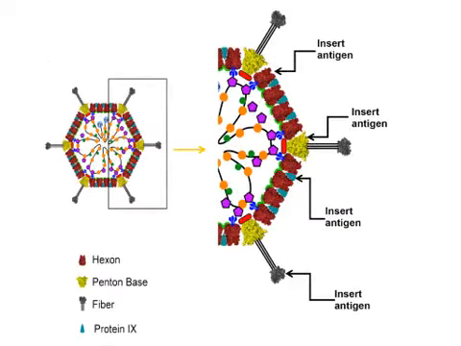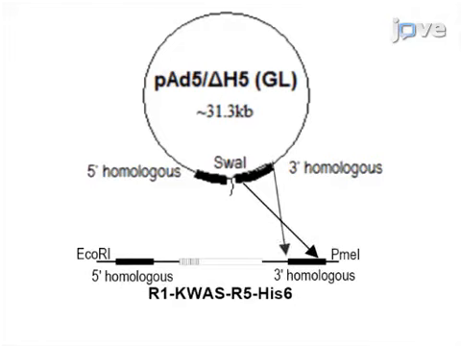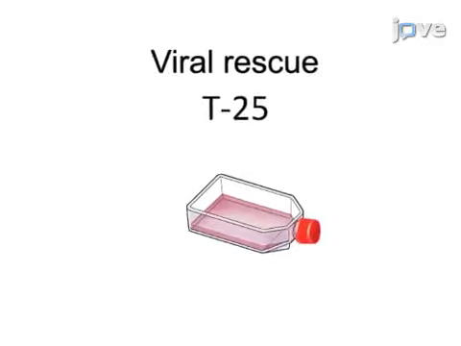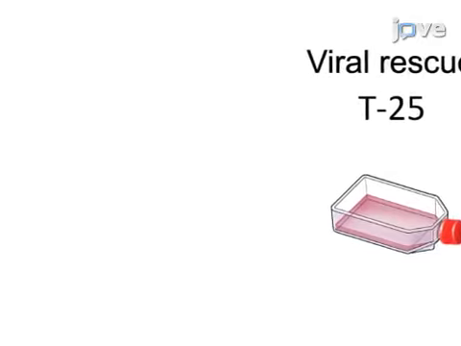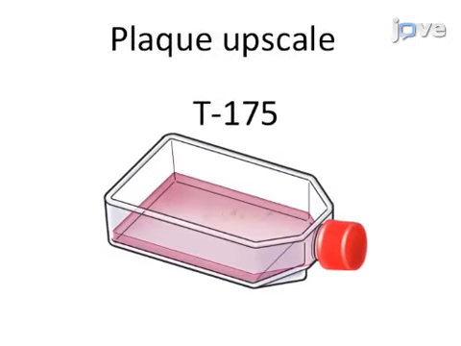By using the Antigen Capsid-Incorporation strategy, multiple cloning steps are used to construct the modified plasmid Ad5-RI-KWAS-HVR5-His. Next, the divalent adenoviral vector R1K-HVR5-His is rescued, propagated, and purified.